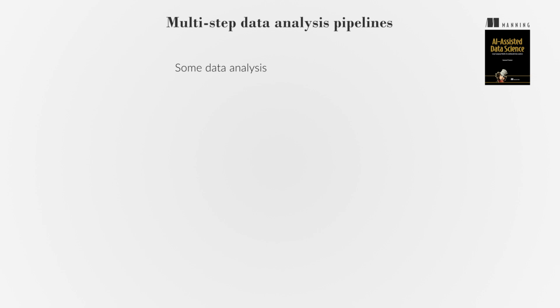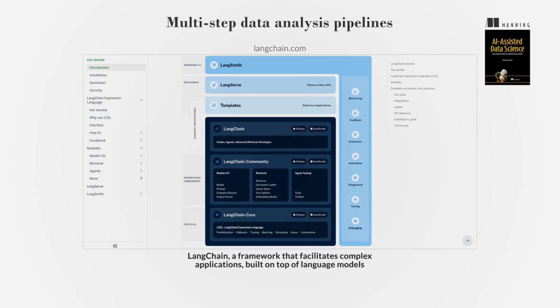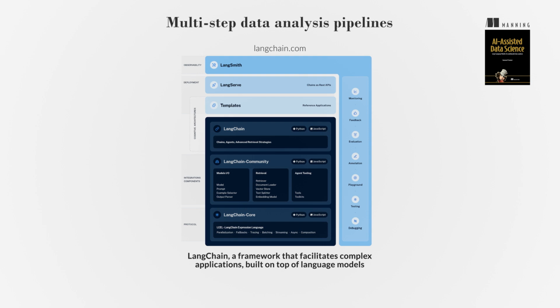Some data analysis tasks require combining multiple data sources and tools. LangChain is a framework that simplifies the creation of complex data analysis pipelines, allowing users to orchestrate multiple language models and tools in sequence. We will see how to use this framework to build applications that process data using language models.